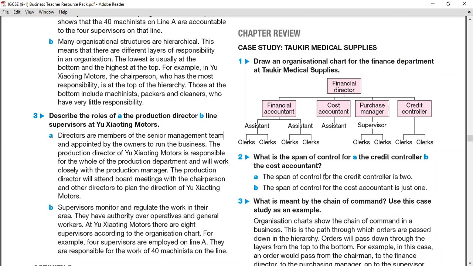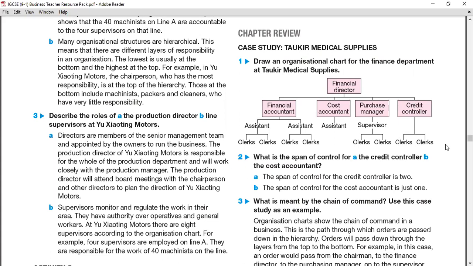So what is the span of control for the credit controller? You can see on this chart, the credit controller's span of control is only two, because only two clerks work under the credit controller. And then the cost accountant's span of control is just one, only one assistant accountant. So this is the span of control.